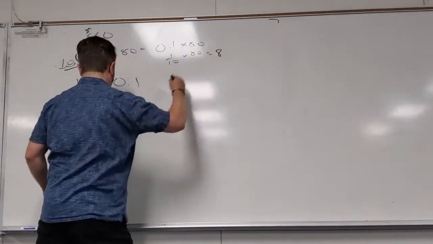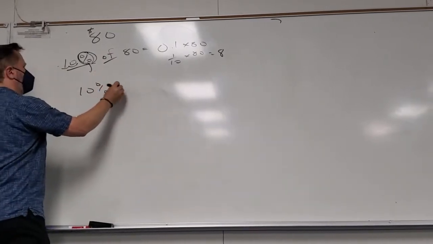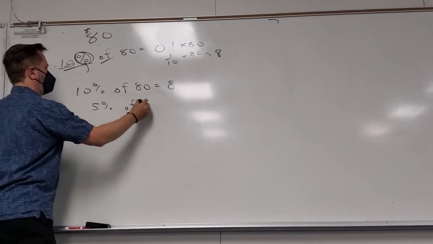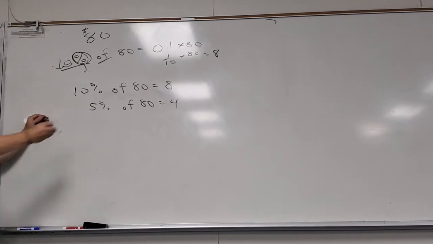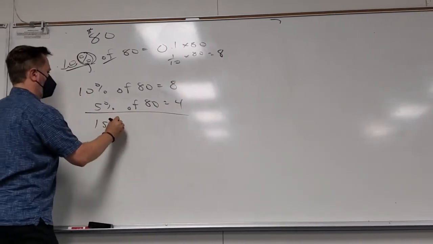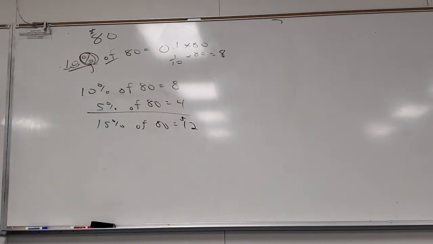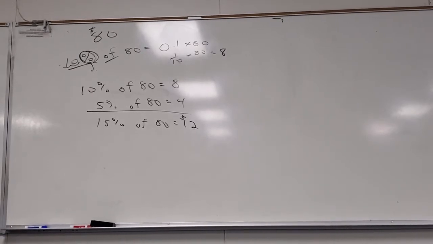That's 8. So if 10%, let me write this again. If 10% of 80 is 8, what is 5% of 80? Yeah, 4, it's got to be, right? It's half. So then what's 15% of 80? 12. So if somebody left me less than $12 and I think I did a good job serving their table, I'm like, that's bad. Right, you guys with me? Okay. All right.